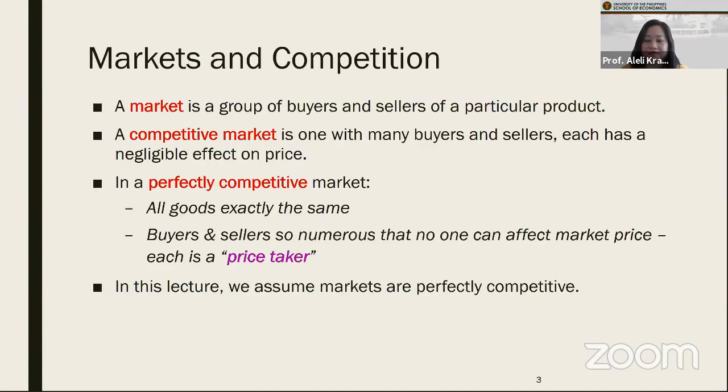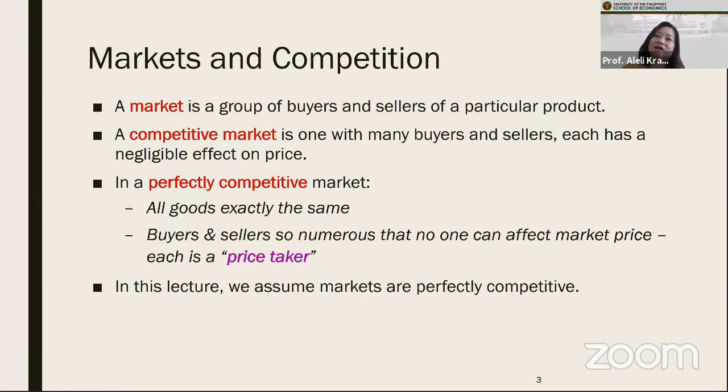And also we want to assume what we call a perfectly competitive market, meaning all the goods are exactly the same. We have what we call identical products. So in effect, what we're saying is that competition is based on price. Competition is not based on the characteristics of the products because these products are exactly the same. And therefore, buyers and sellers are so numerous that no one can affect the market price. Each one is a price taker.